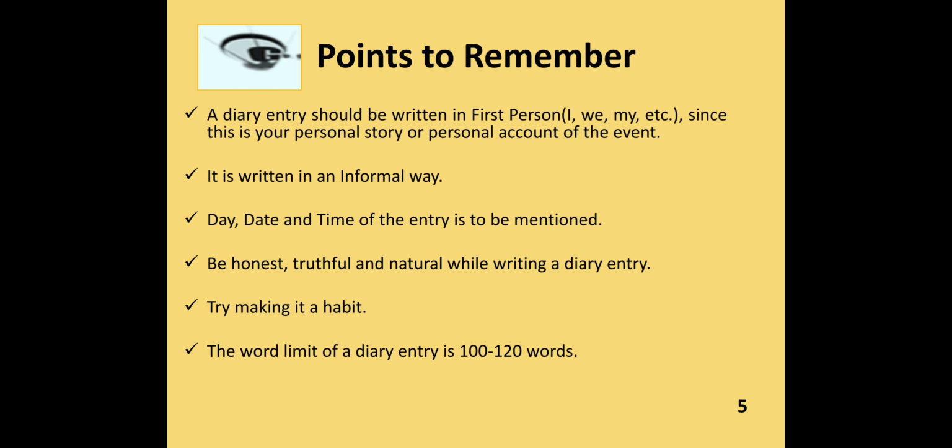Now, there are some points to remember. A diary should be written in first person, that is, I, we, my, etc., since this is your personal story or personal account of the event. It is written in an informal way. Date, day, and time of the entry are to be mentioned. Be honest, truthful, and natural while writing a diary entry. Try making it a habit, and the word limit of a diary entry is 100 to 120 words.